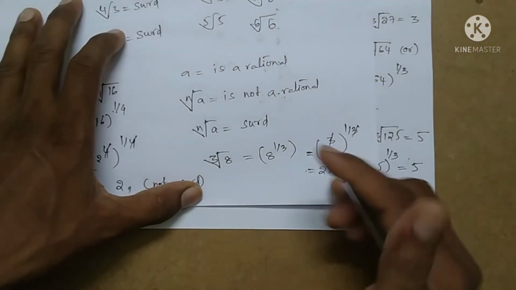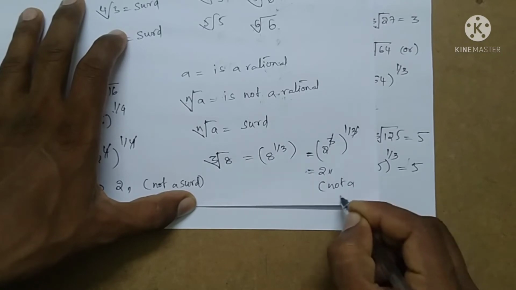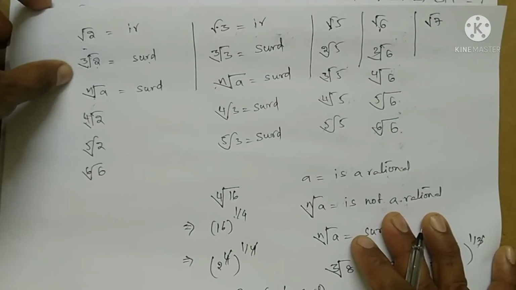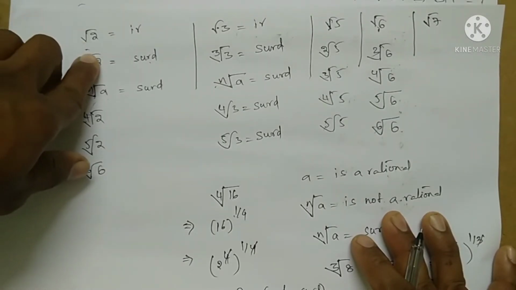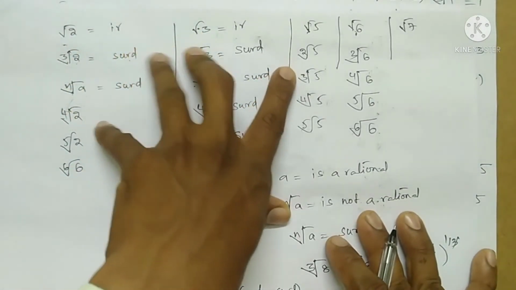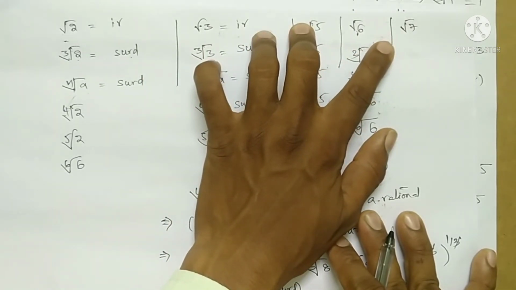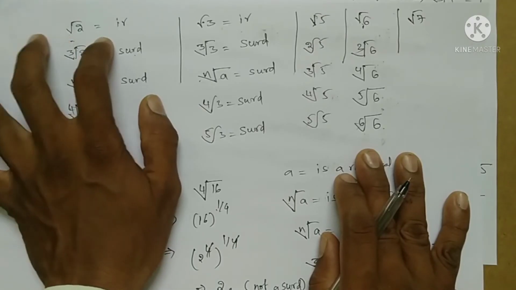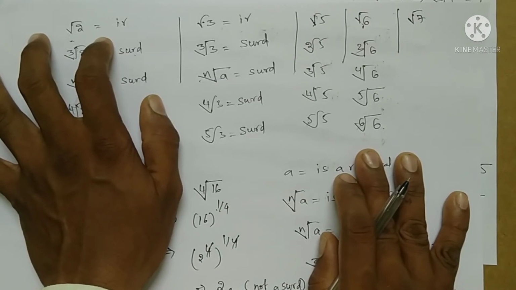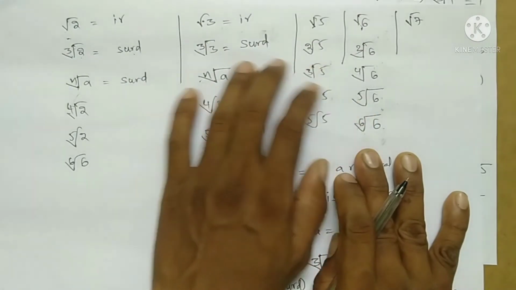Here, root 2 is irrational, so it is also not a surd. We already know root 2 is an irrational number, root 3 is irrational, root 5 is irrational, root 6 is irrational, and root 7 is also an irrational number. The decimal forms of these numbers are neither terminating nor repeating. So these are all called irrationals.